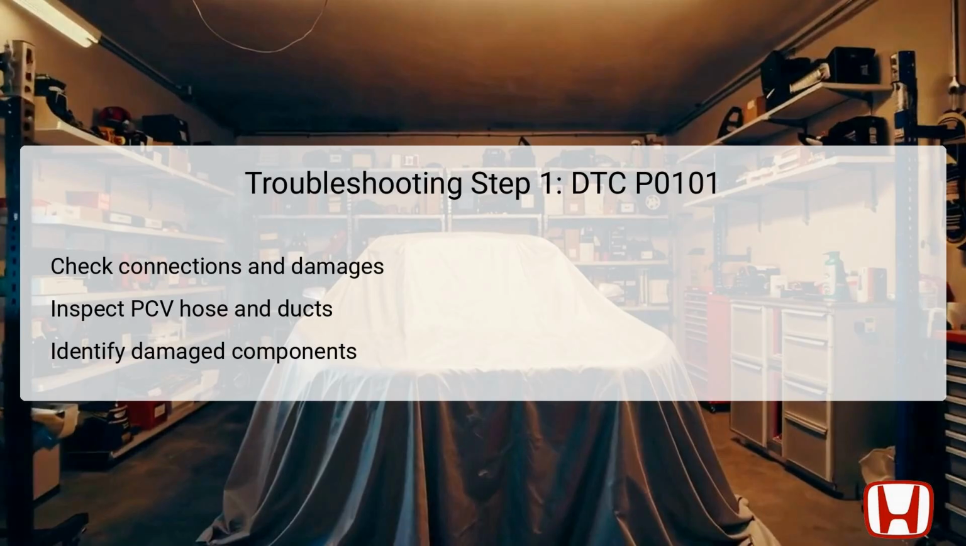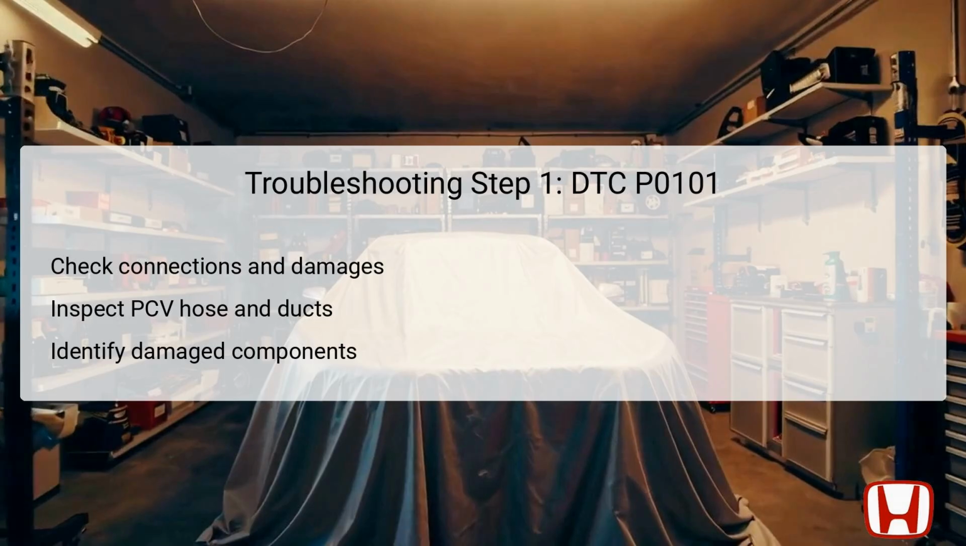The first step in troubleshooting DTC P0101 involves a thorough inspection for poor electrical connections and any visible damage to several crucial components. Start by examining the positive crankcase ventilation PCV hose, the intake air duct, and the air cleaner for signs of wear or cracks. Failing to address these areas can lead to incorrect readings from the MAF sensor, thus triggering the DTC.